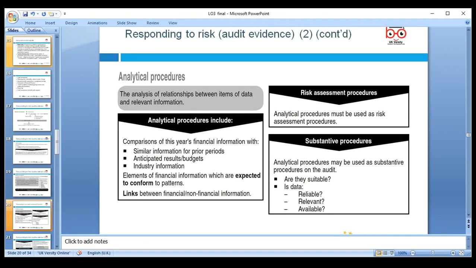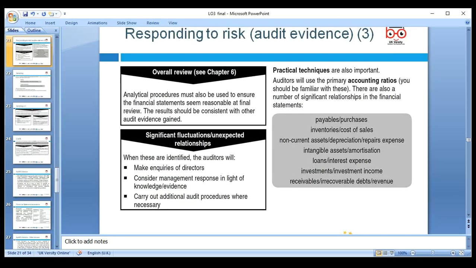Okay. In analytical procedures, we analyze the relationship between items of data and the relevant information. Is there any relationship? Analytical procedures include comparison of the current year financial information with similar information from the previous year, anticipated results and the budget, industry information, elements of the financial information expected to conform to a pattern, and links between financial and non-financial information. In risk assessment, analytical procedures must be used as a risk assessment procedure. In substantive procedures, analytical procedures may be used. Are the data reliable, relevant, and available? That's all we need to really focus on.